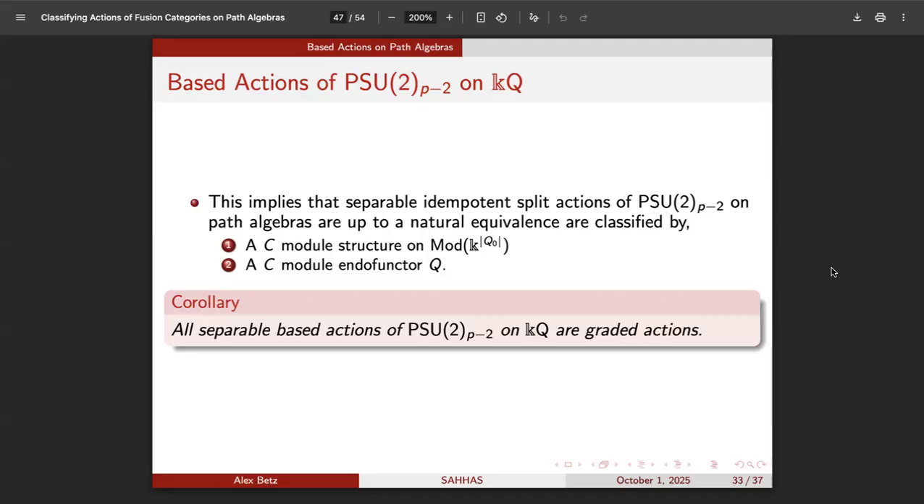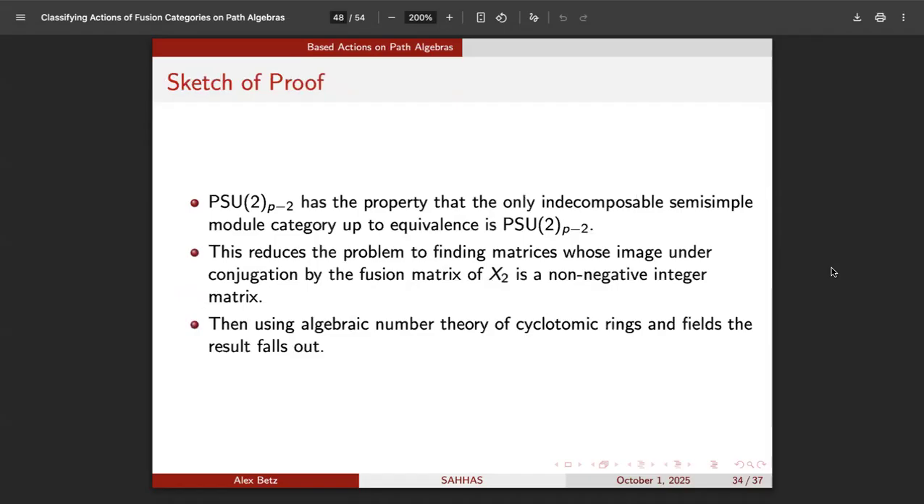Once again, giving you some idea of why this works or why this is interesting: the fact that I prove this is not proven by Yoneda lemma or some overarching category theory statement where you just push it through some category nonsense and get out the result you want. This theorem ends up being true by a bunch of algebraic number theory, and the fact that the only module category over PSU2, or the only indecomposable semi-simple one, is itself.